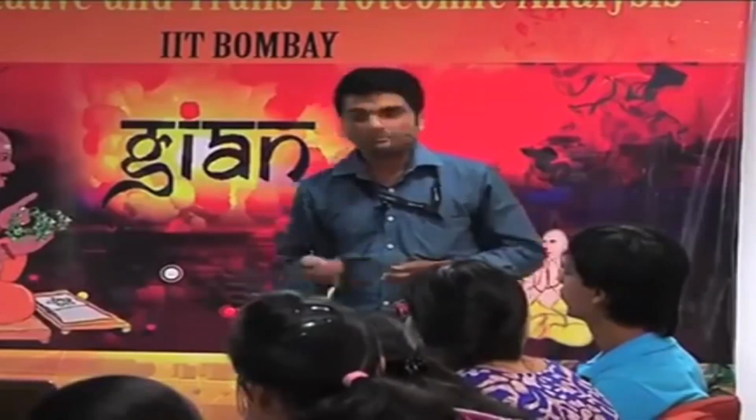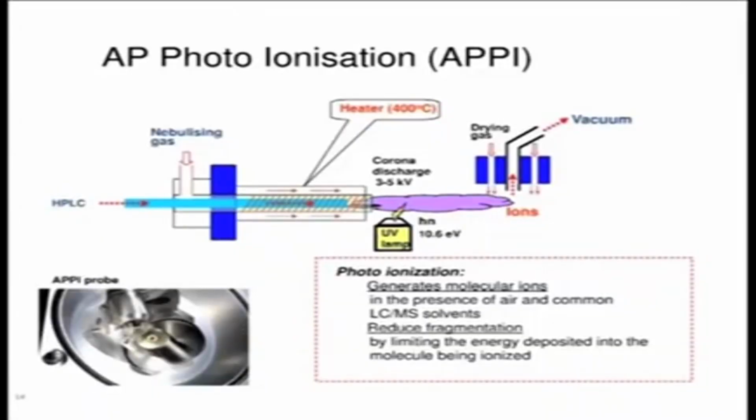Then APPI, atmospheric pressure photoionization technique. In this case, the technique is almost the same, but instead of the corona discharge needle, you are using a UV lamp at a particular frequency for the ionization of your compound. It generates molecular ions in the presence of air and common LCMS solvents. They reduce the fragmentation by limiting the energy deposited into the molecule being ionized. Generally, this technique is used for the ionization of non-polar compounds.